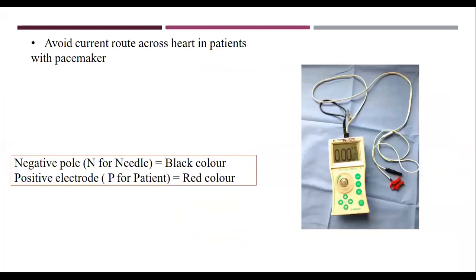Avoid current route across the heart in patients with pacemaker. Okay. And the negative pole will be black in color and the positive electrode will be red in color. The positive electrode will be attached to the patient through an ECG electrode. As you can see here, this has to be connected to the patient through an ECG electrode, and this black has to be connected to the needle, the Stimuplex needle, or insulated stimulating needle.